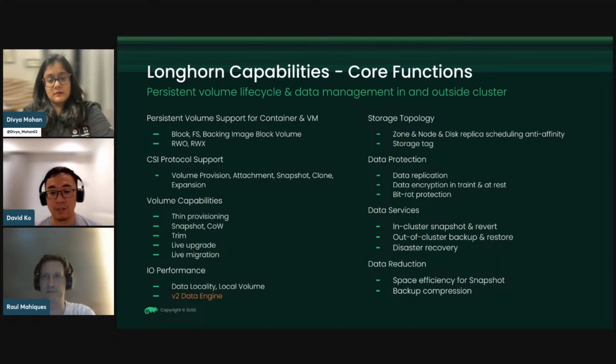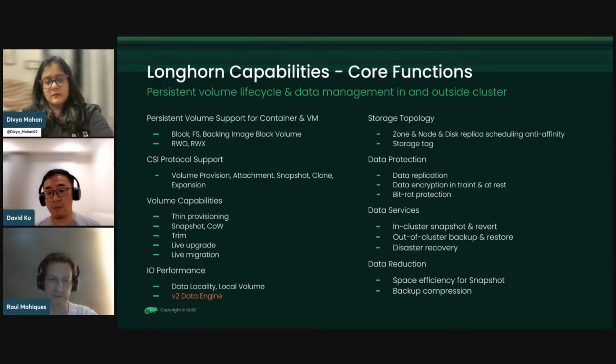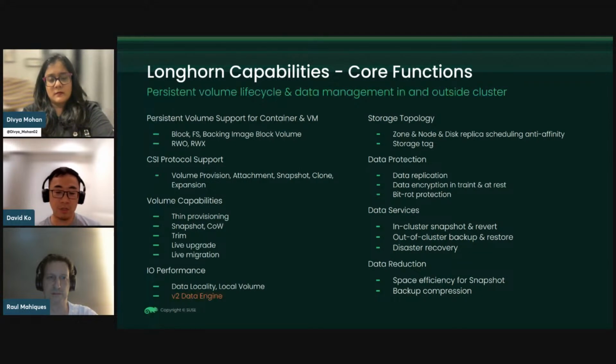Okay. The last one is data reduction. We know snapshot-based volumes do cause some extra space usage. So we have different features to improve space efficiency, like the number of snapshots you can define, and the recurring job you can use to periodically clean up your snapshots and merge your snapshots, and also backup compression. So not just in-cluster data reduction, we also care about the external cluster backup reduction.